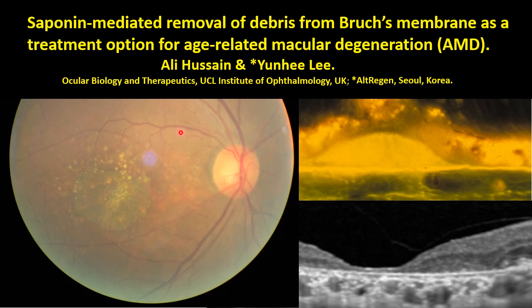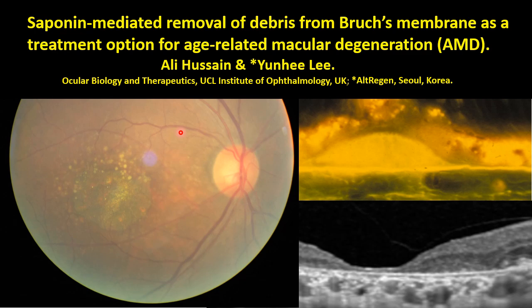The presentation is entitled Saponin-mediated removal of debris from Bruch's membrane as a treatment option for age-related macular degeneration. I will begin by describing how the normal aging processes impact on photoreceptor viability and discuss advanced aging that can lead to the degenerative changes associated with AMD.